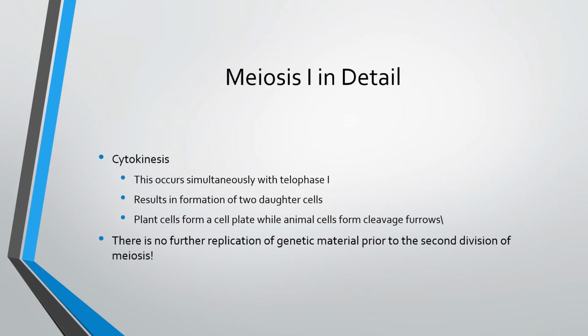Cytokinesis. This occurs simultaneously with telophase 1. It results in the formation of two daughter cells. Plant cells form a cell plate, while animal cells form cleavage furrows. There is no further replication of genetic material prior to the second division of meiosis.